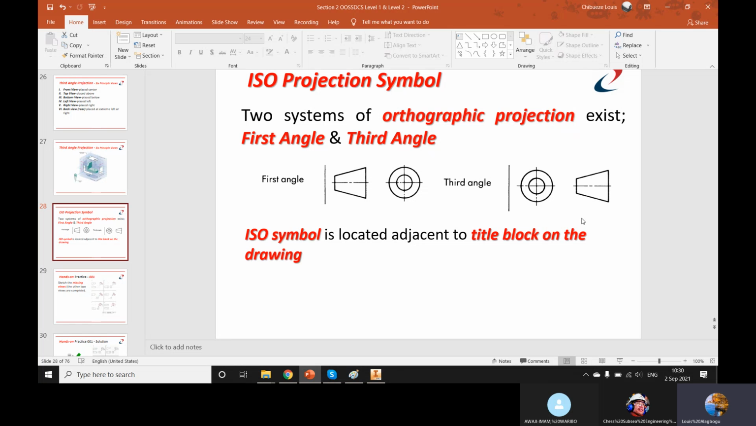draftsman puts the view he's working with. So if you check and you see this now, you know it's third angle. And if you see this, and these symbols are usually located at the title block of the drawing. The title block shows details of the drawing, not just this. It shows the scale the person drew on, the units, the title of the drawing, and some other information.